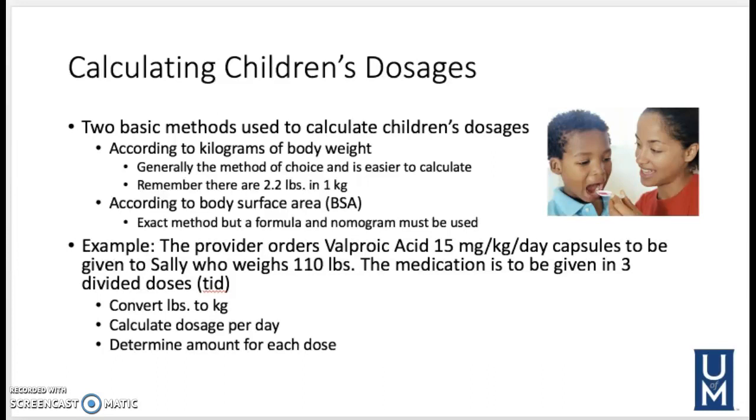Then we calculate the dosage per day. So 15 milligrams times 50 kilograms is 750 milligrams per day, right? That's per day, but the doctor wants it to be given in 3 different doses per day. So we take 750 milligrams divided by 3 times per day, which gives us 250 milligrams 3 times a day. So each dose is going to be 250 milligrams.